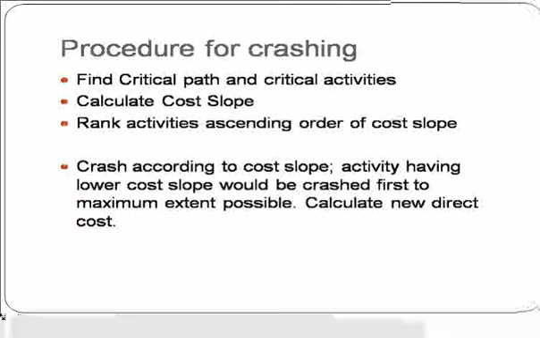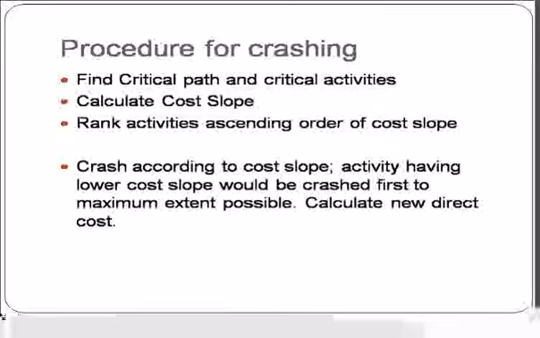Then what is the procedure for this crashing? First, we have to find the critical path and the critical activities. So we know how to find the critical path and also the critical activities. Then calculate the cost slope. For the cost slope, we follow the equation: crash cost minus normal cost, divided by normal time minus crash time.